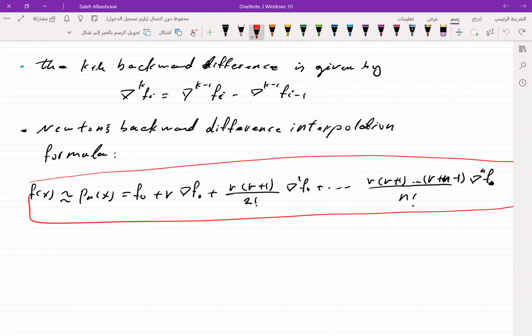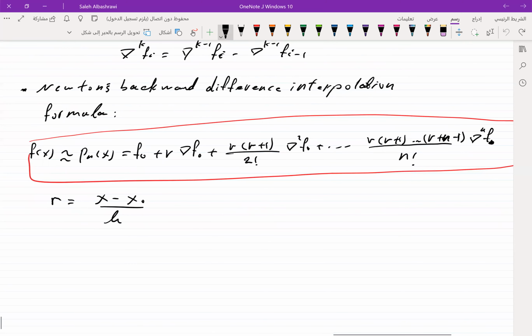We are applying this if we have equally spaced values of x, when the difference between the x_i are the same. r is given by x minus x sub 0 divided by h. Let's take one example to apply this formula.